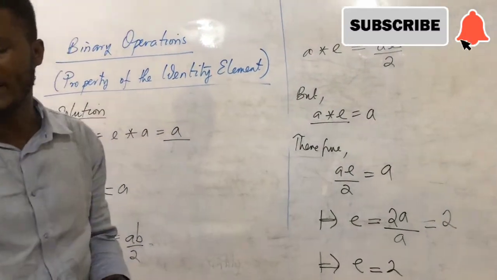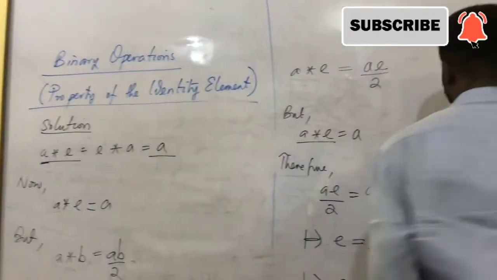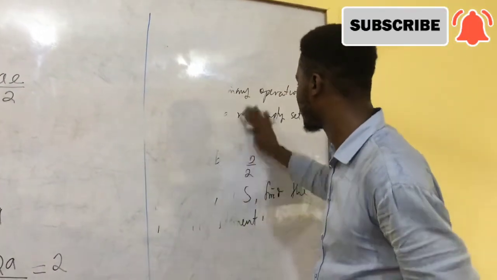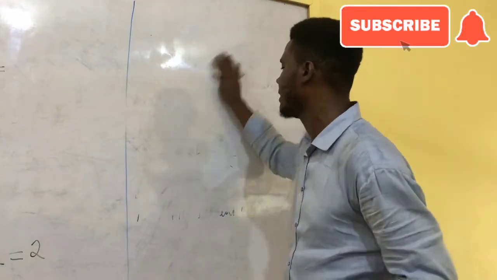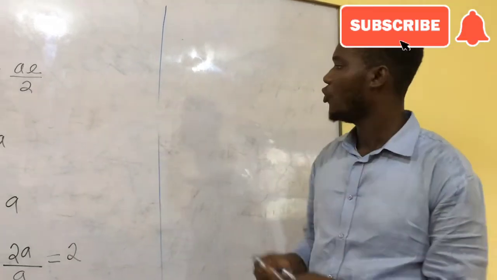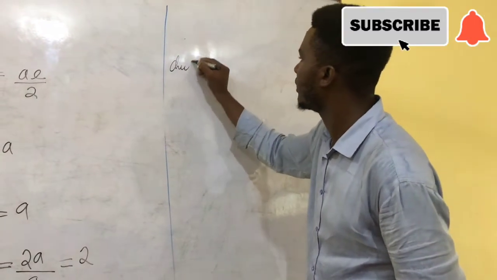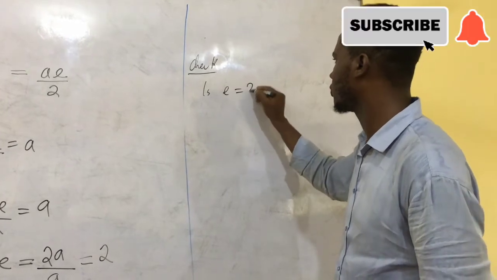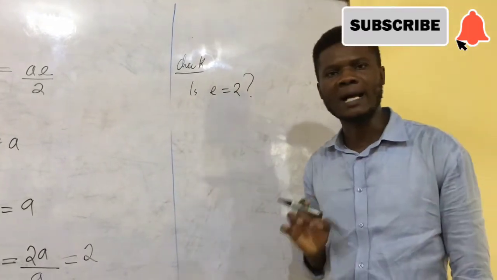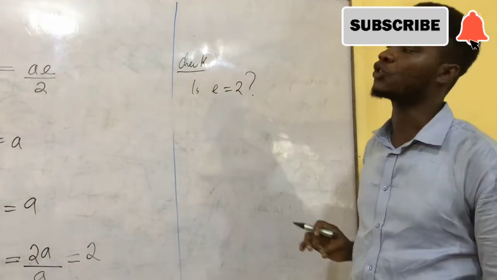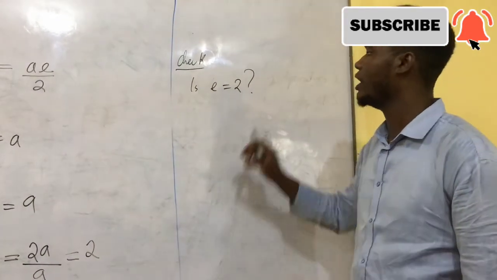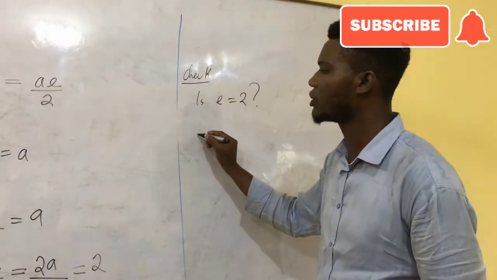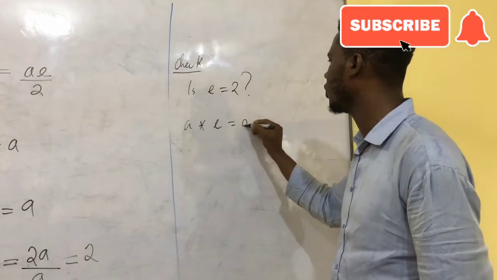So how do you know that your answer is correct? If we are to check whether or not the answer we've obtained for the identity element is correct, all we have to do is this. Let's put this as check. Is E equal to 2? If our answer is correct, then E is equal to 2. If it isn't correct, then E is certainly not equal to 2. So for us to do that, we must test with the property: A * E will give us A.